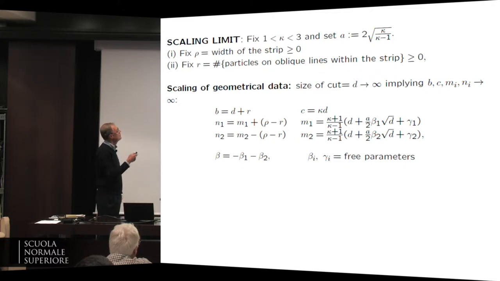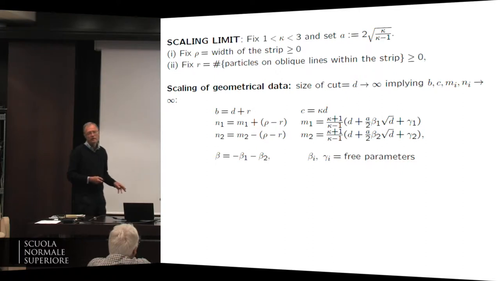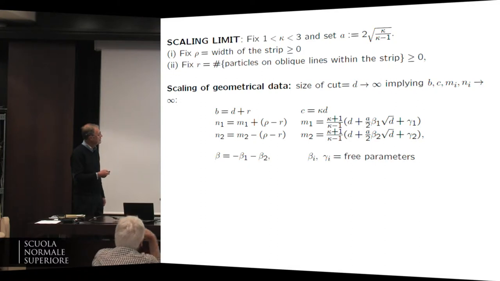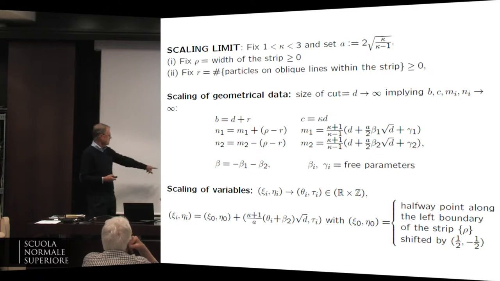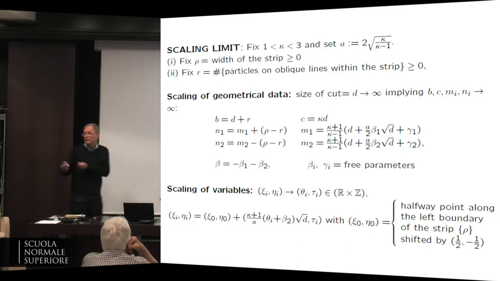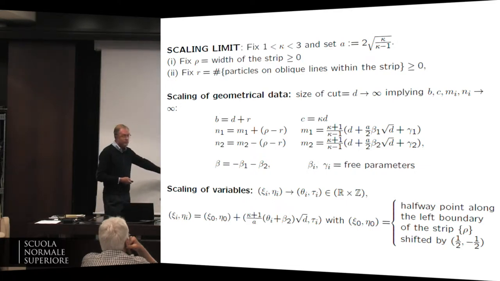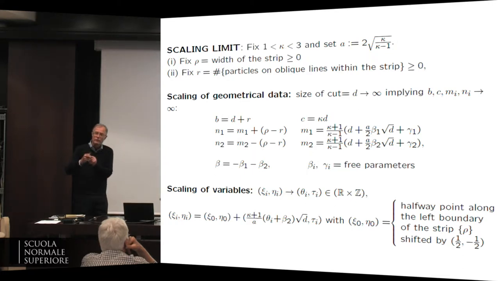I mean, the freedom is that you have a parameter kappa here, and that's the freedom you have, and you have some parameters, beta 1, beta 2, gamma 1, gamma 2, but most of it will wash out in the end. In fact, at the end, it will only depend on this one parameter, beta, which is minus beta 1 minus beta 2. So do this, then you also have to scale the variables. What we did here is to scale the geometry, but then you have to scale your variables as well. The point here now is that the eta variables, they parameterize those lines. You keep them discrete. But the running variable along the lines, you make them continuous.